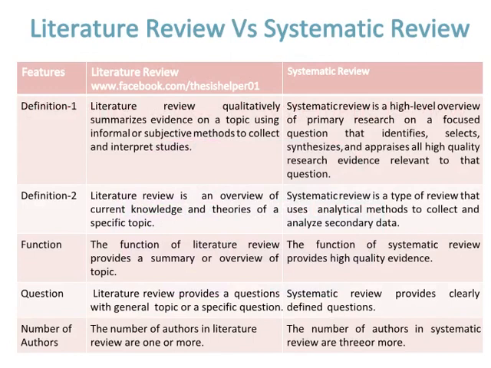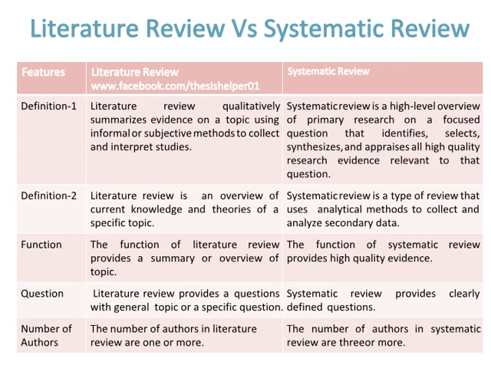Definition 1: A literature review qualitatively summarizes evidence on a topic using informal or subjective methods to collect and interpret studies, while a systematic review is a high-level overview of primary research on a focused question that identifies, selects, synthesizes, and appraises all high-quality research evidence relevant to that question.